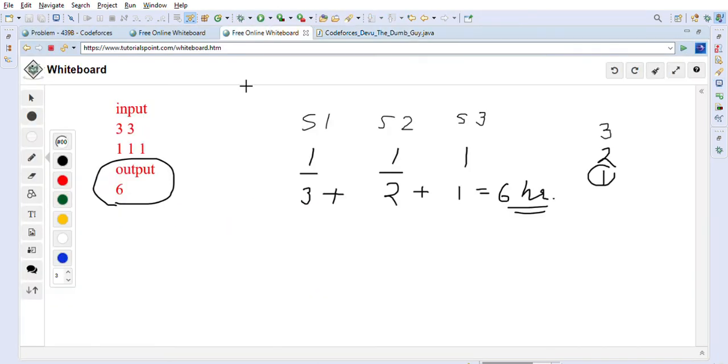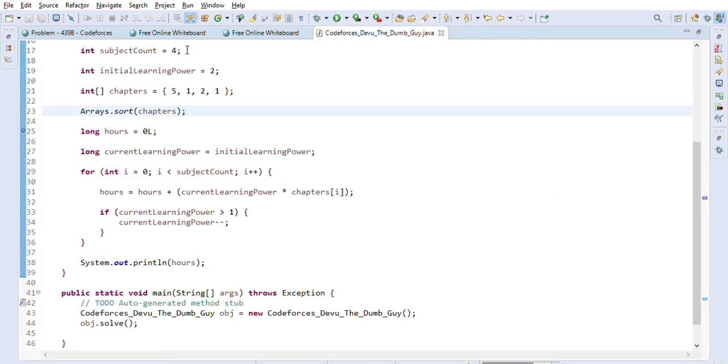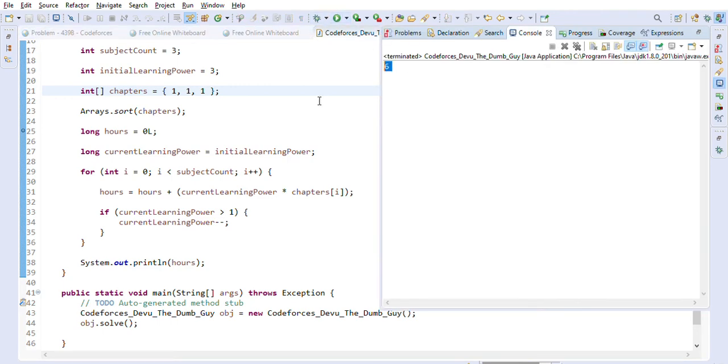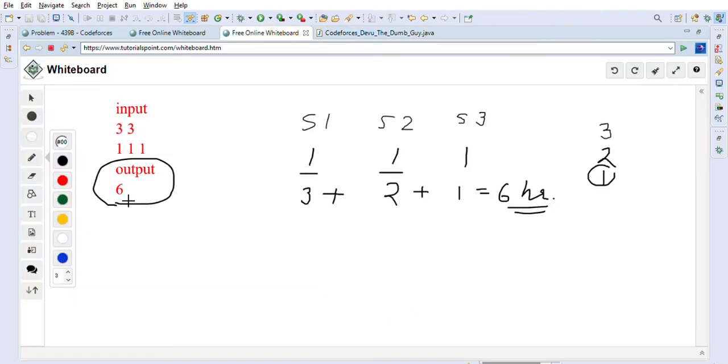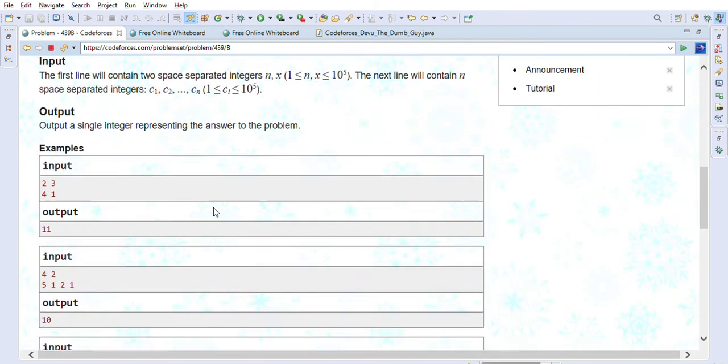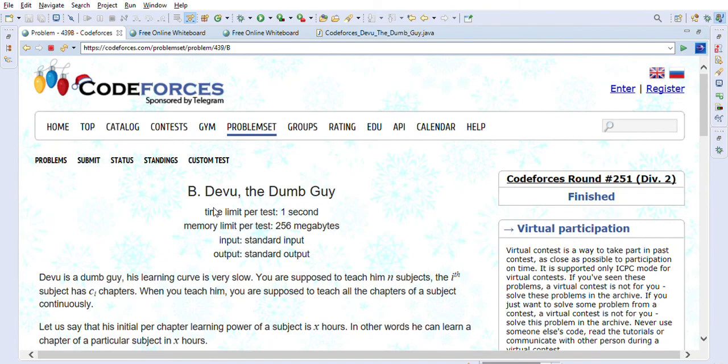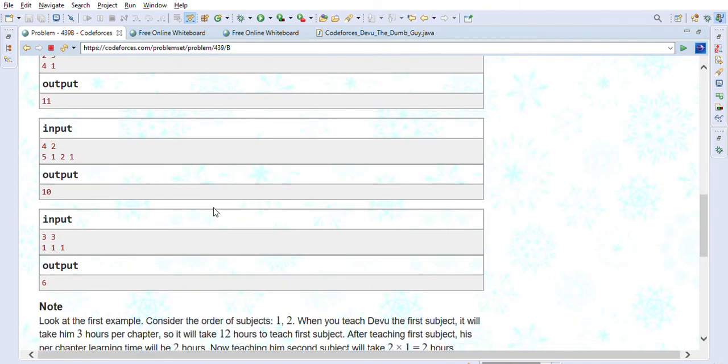Also let's take another example, 3 3 and 1 1 1. In this example we have 3 subjects and the initial learning power is 3, and all the chapters are 1, 1, 1, right? All subjects have one chapter. So 6 is the correct answer, as we just saw here, 6 hours. So this is the way we can solve the Devu the dumb guy problem.